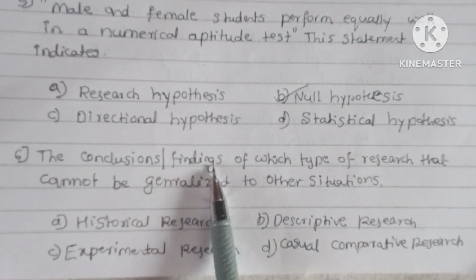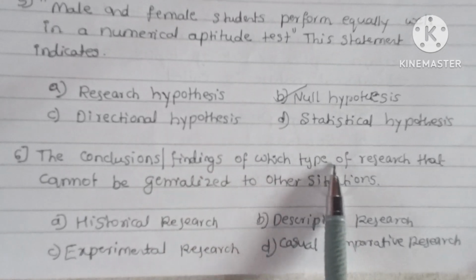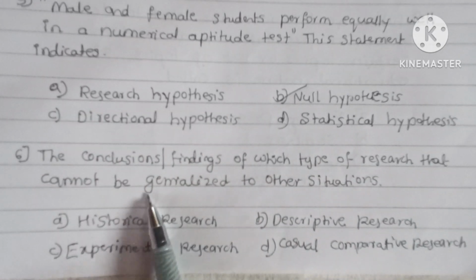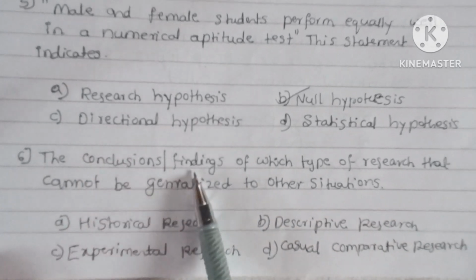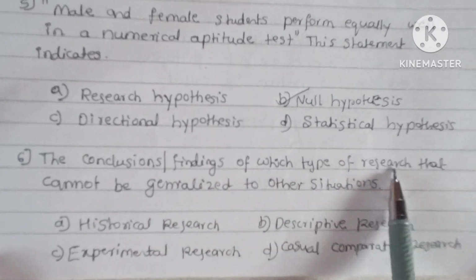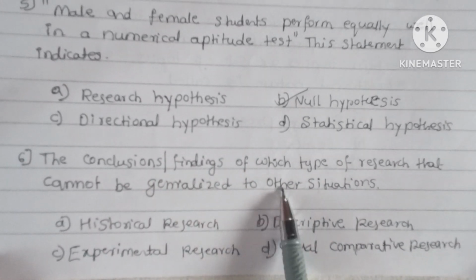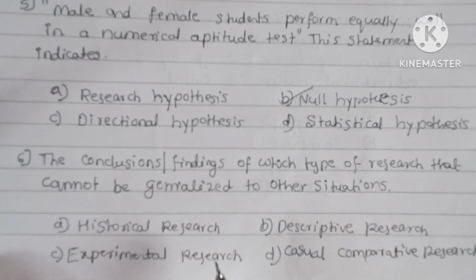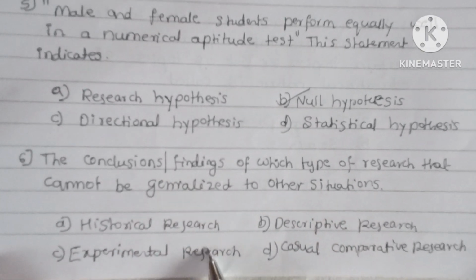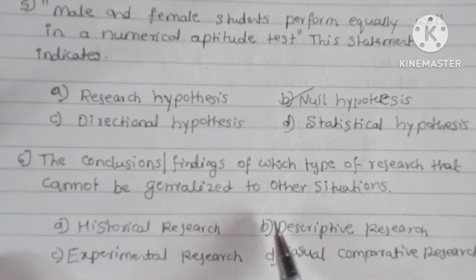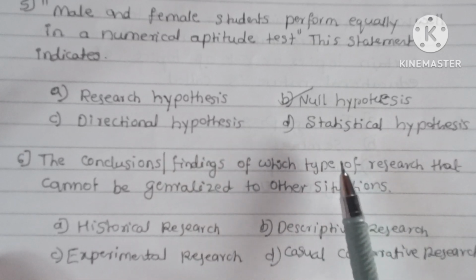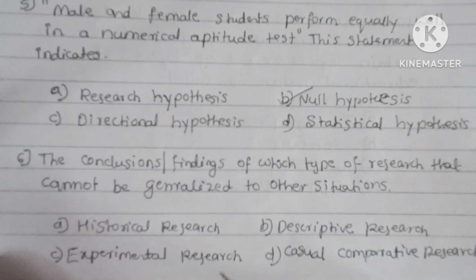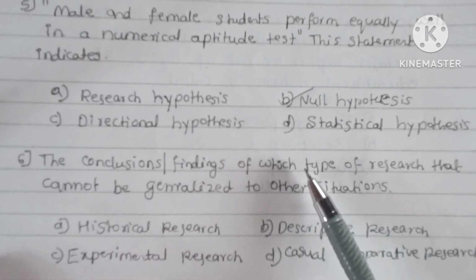The conclusion, findings of which type of research cannot be generalized to other situations? The answer is experimental research. Experimental research is when the researcher can manipulate the predictor variable and subjects to identify a cause-effect relationship.